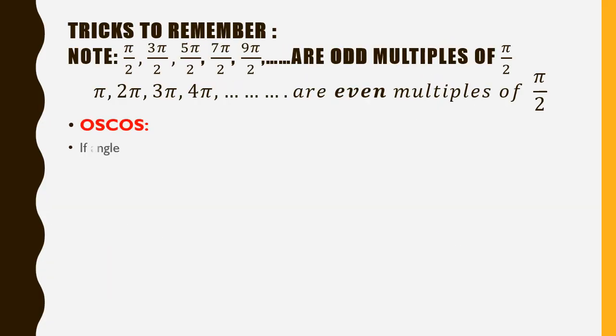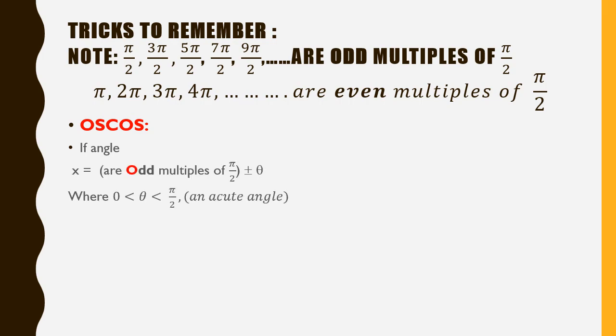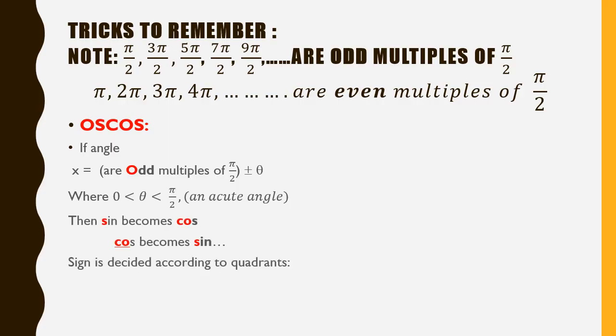Another rule, it's the odd-even rule. What does it say? If any angle can be written as an odd multiple of 90 plus or minus theta, where again theta is an acute angle, then sine becomes cos and cos becomes sine. And again, the sign of the function will be decided according to the quadrant in which the angle lies.